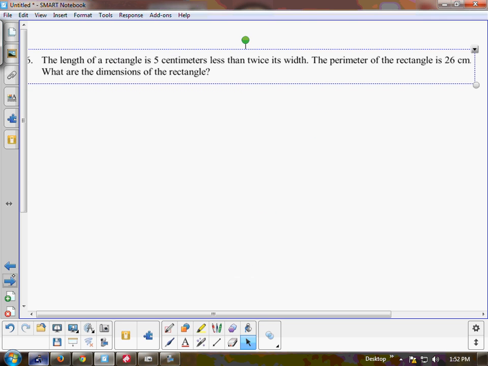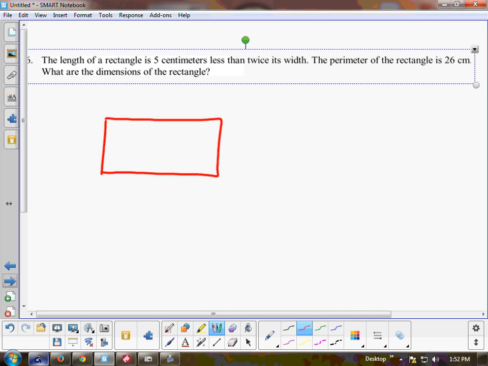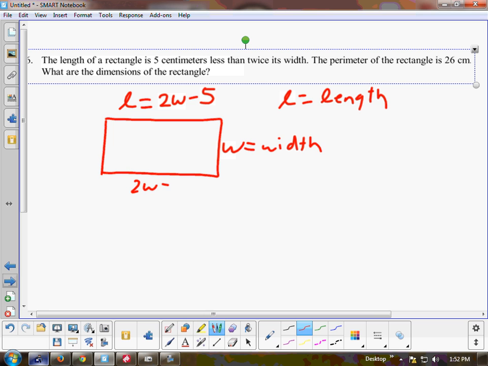Okay, looking at the next question. The length of a rectangle is 5 centimeters less than twice the width. Draw a rectangle. The length is 5 centimeters less than twice the width. 2w minus 5. W is the width, and L equals length. We've defined our variables, and now we're going to set it up.